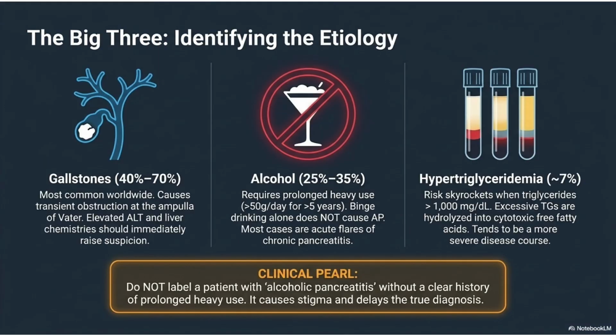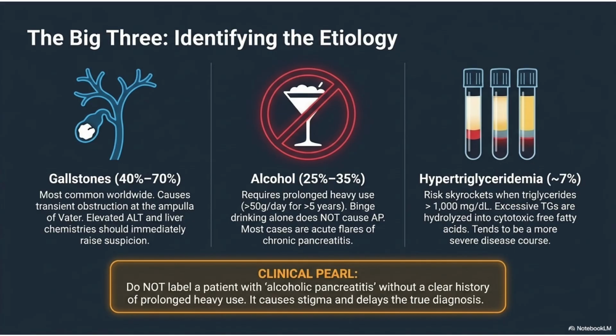So the big three etiologies you need to remember: first is gallstone pancreatitis. Up to 40 to 70% of all cases of acute pancreatitis present this way. It's the most common cause. You're going to see elevated liver enzymes, a cholestatic pattern of hepatitis, meaning that you'll see elevated LFTs, but you're also going to see elevated ALP with that.